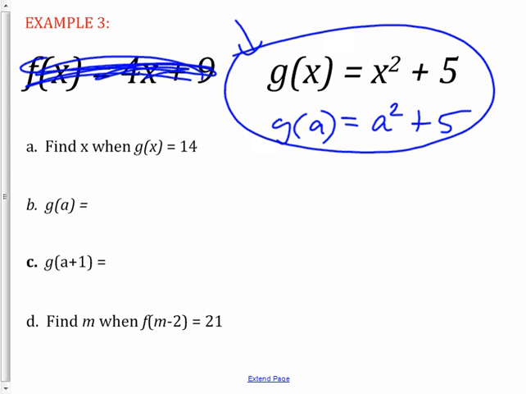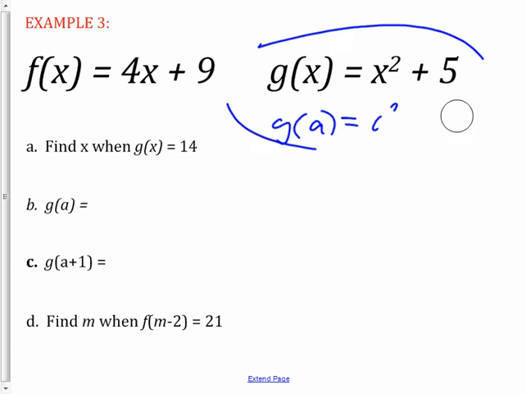Unless I tell you what a is. If I tell you a is like negative 5 or something, but they didn't say that. They just told you g of a. So you would write a squared plus 5. You drop in whatever they tell you to into the equation. So, okay, so g of a plus 1.